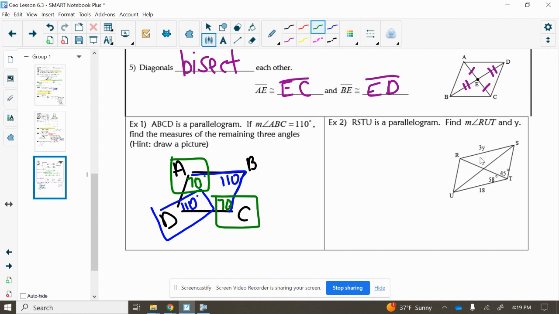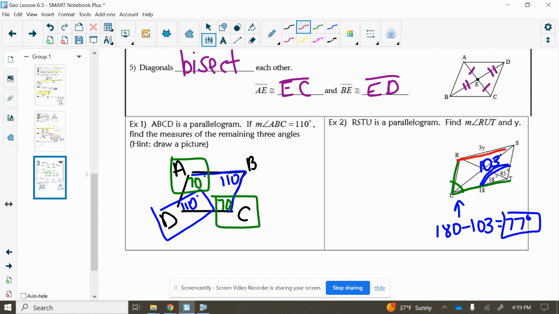Example 2 asks us to find the measure of angle RUT as well as the value of y. Well, angle RUT, or big angle U, is here. And the angle measurements they gave us are actually two pieces, UTR and STR. Well, together, if we add those two together, 58 plus 45 is 103 degrees. And then we know that angle RUT has to be supplementary to that, so it would come out to be 77.